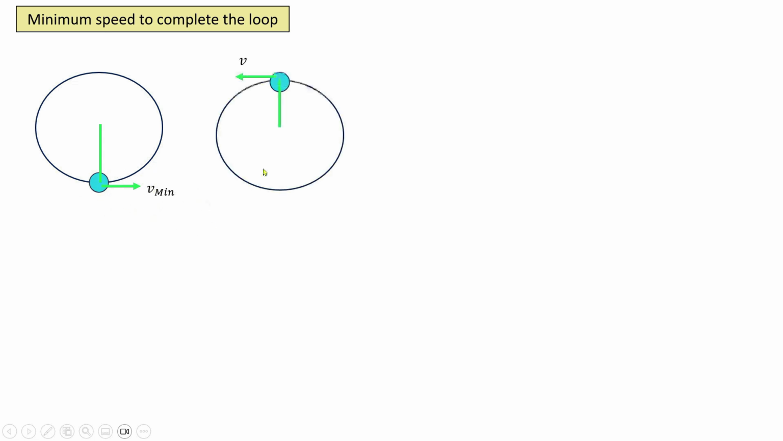minimum speed to complete the loop. So let's understand this with an example. So we have a ball here in a vertical circle only. So the catch here is we need to launch the ball with a minimum speed so that it barely reaches the top of the circle.